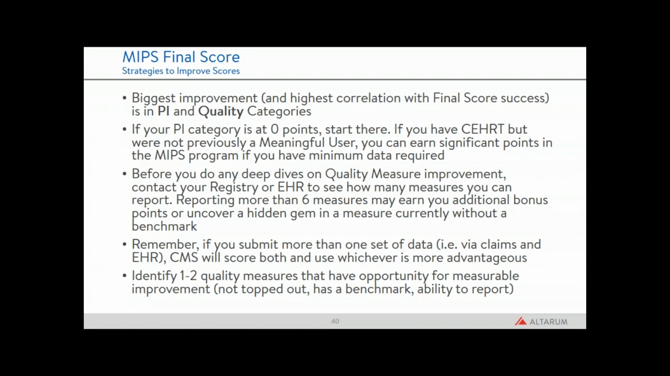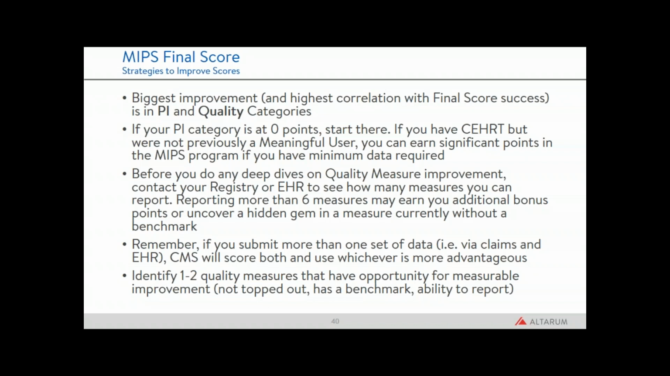And within the quality category, again, there are some tips to focus in even more narrowly and focus on just a couple of measures. You can also contact your registry or EHR and see if there are additional measures you can report that maybe you hadn't thought of, or didn't know were available to you, or may not have thought applied to you clinically. There may be measures there that you can get additional bonus points for, or that you may not think you're scoring well on, but you can submit anyway, and perhaps a benchmark is established for those and you can score higher than you thought.